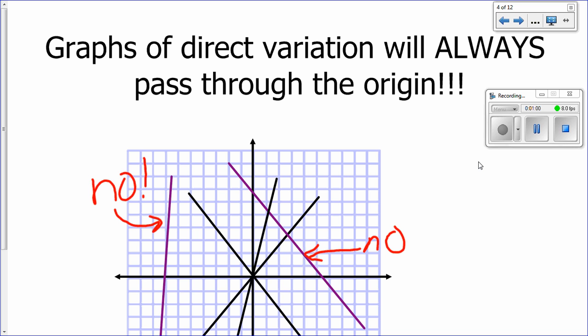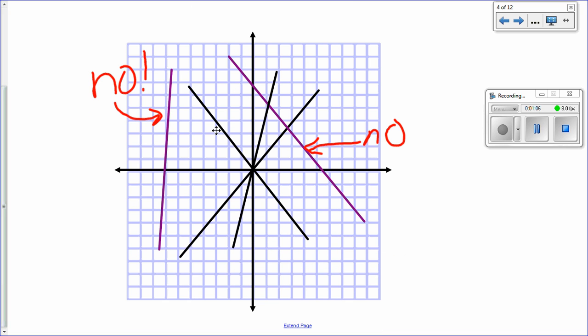Graphs of direct variation will always pass through the origin. Here's some examples. All of these lines represent equations that are direct variation. The ones in purple are not, because these do not cross through the origin.